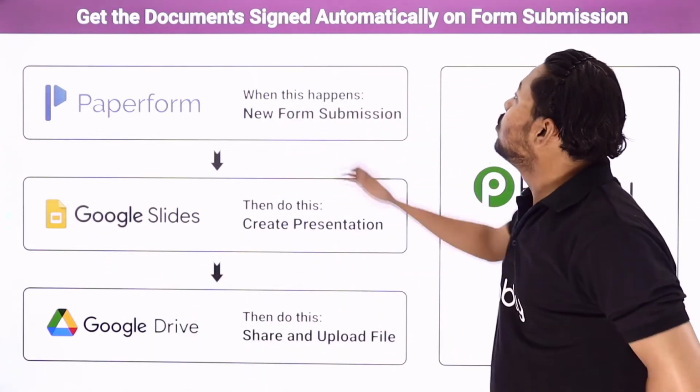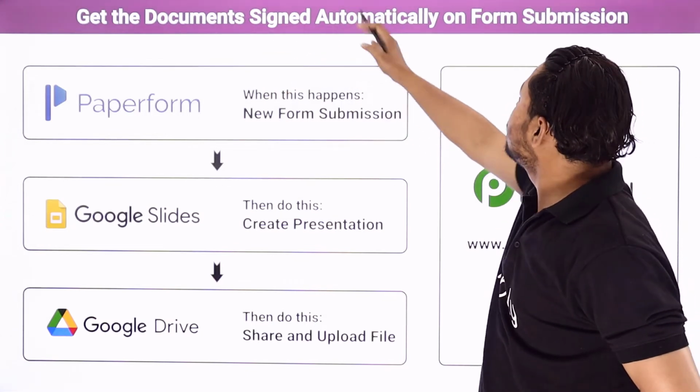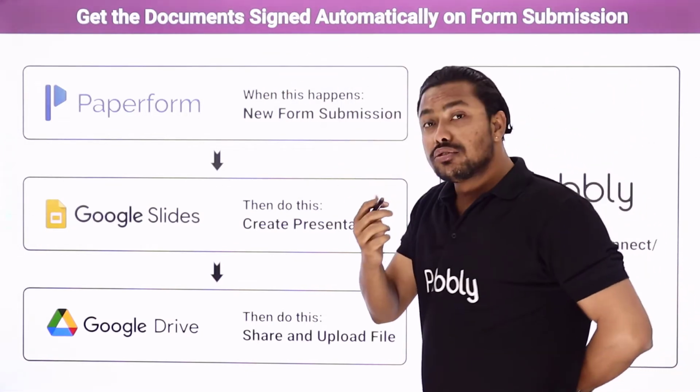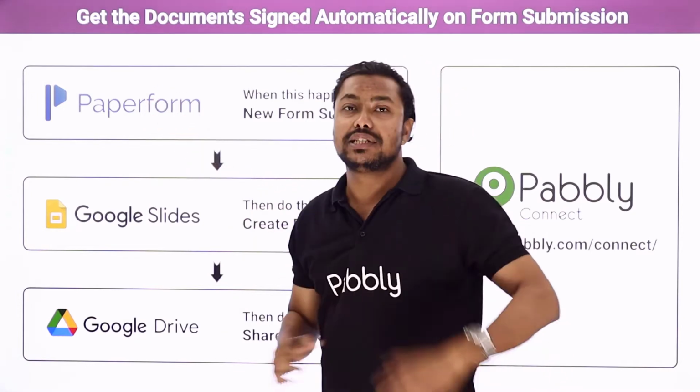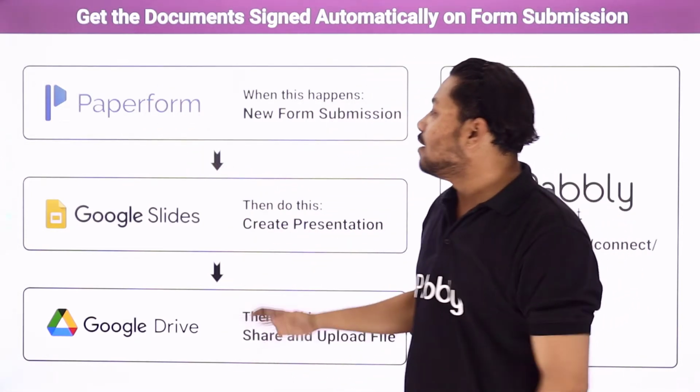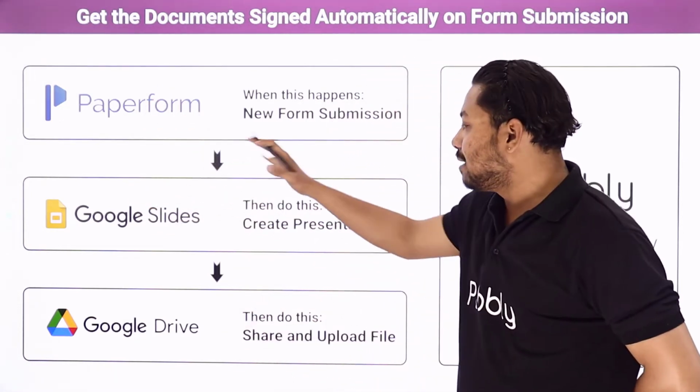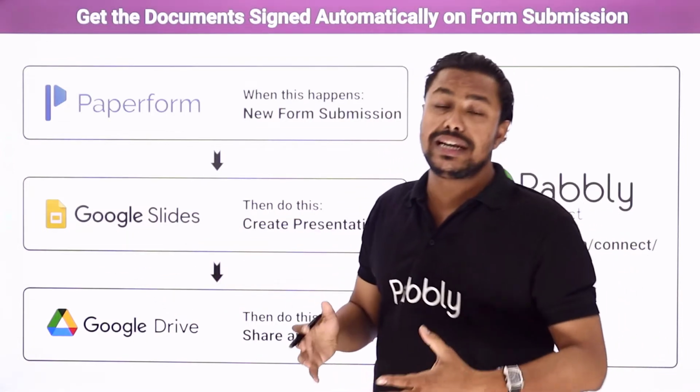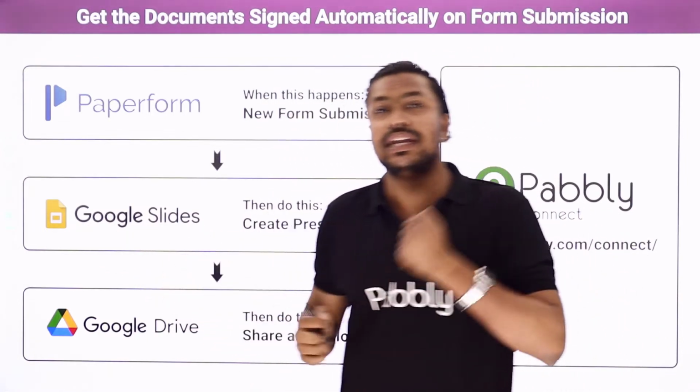So today I am going to tell you how you can get your documents signed automatically on form submission. The form we are using here is Paperform, which is an online form building application. Then we are going to use Google Slides to create a presentation, and then we are going to use Google Drive to upload our image in PDF format.